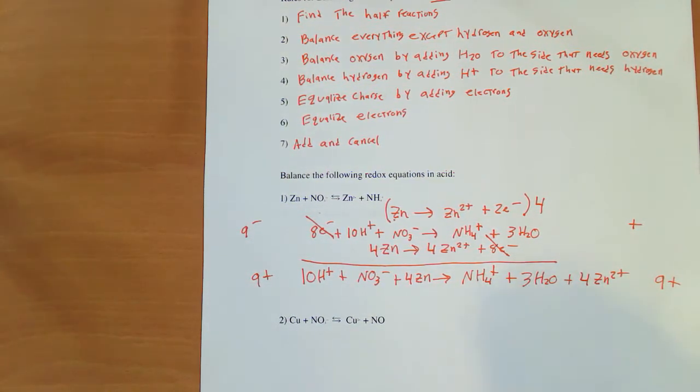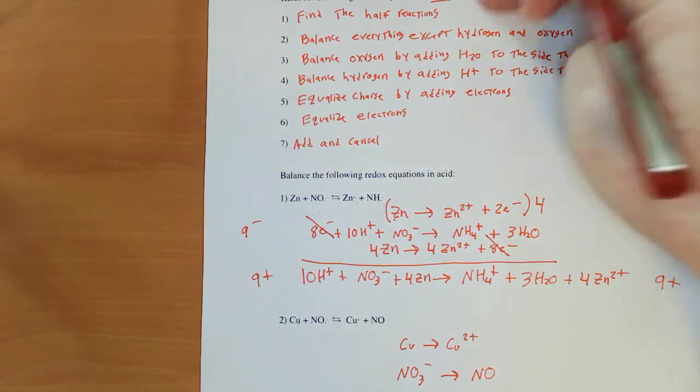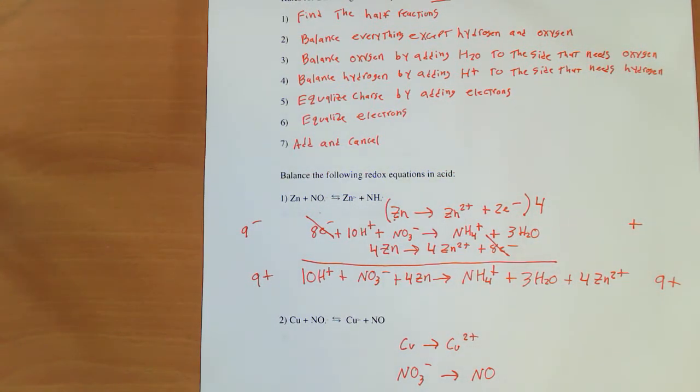All right, now let's do another one. Let's break this into its half reactions. Cu goes to Cu2 plus, and NO3 minus goes to NO. Okay, now when Cu goes to Cu2 plus, 1 copper, 1 copper. 1 nitrogen, 1 nitrogen. You know what? Step 1 is done. Step 2 is done. Oxygens, there are none in this first reaction. There are 3 here. There's 1 there, so I only need to add 2 waters.